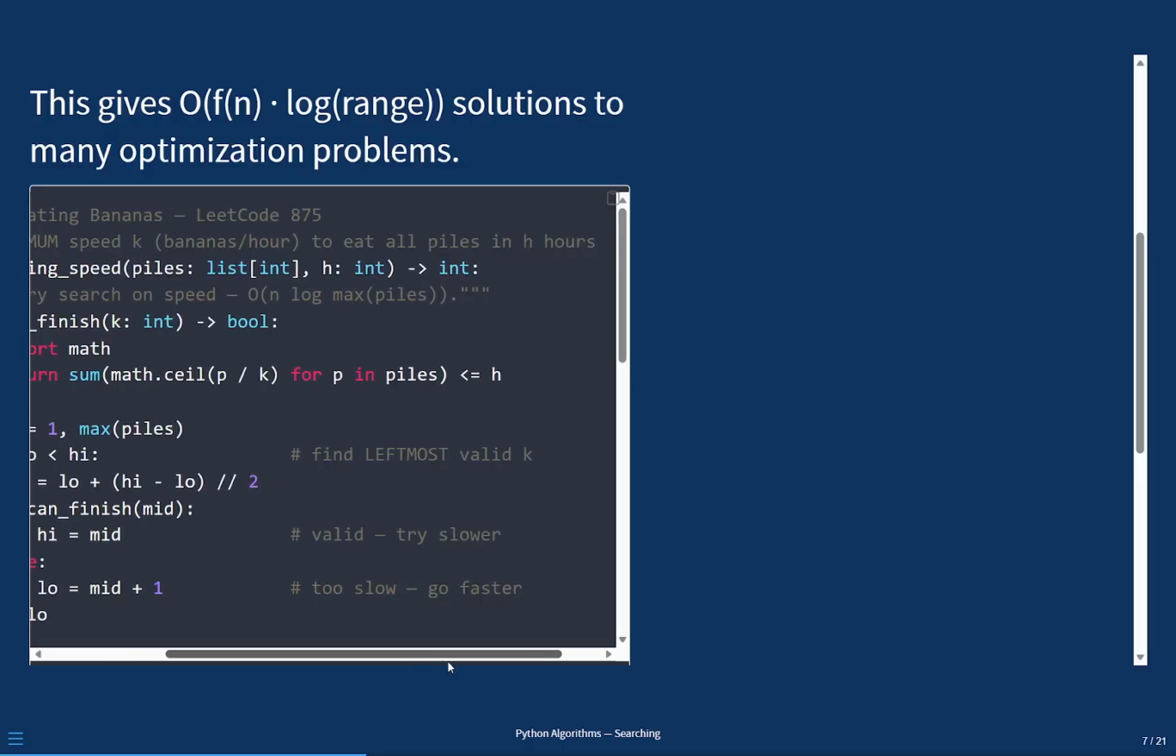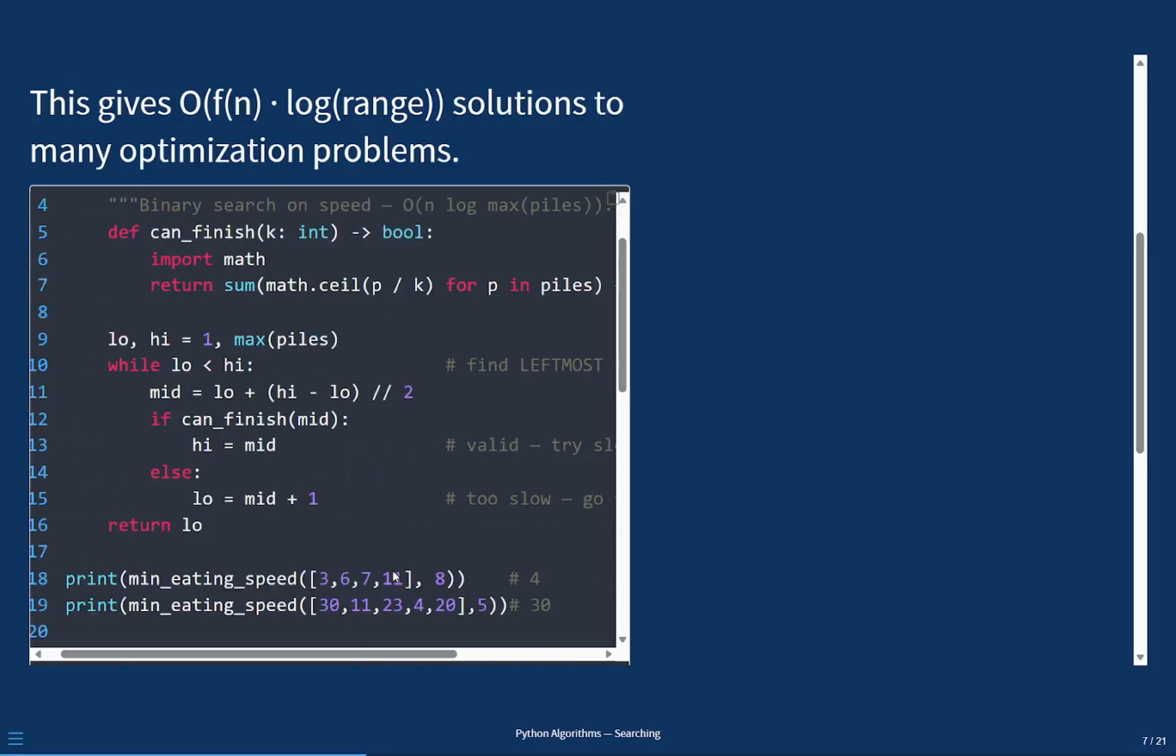Binary search on k gives O(n log max pile) overall, far better than checking every possible speed linearly. Notice the loop condition is low < high rather than low <= high, and when feasible we set high = mid, rather than mid - 1. This is the leftmost feasibility template. It converges to the smallest value where the condition holds.